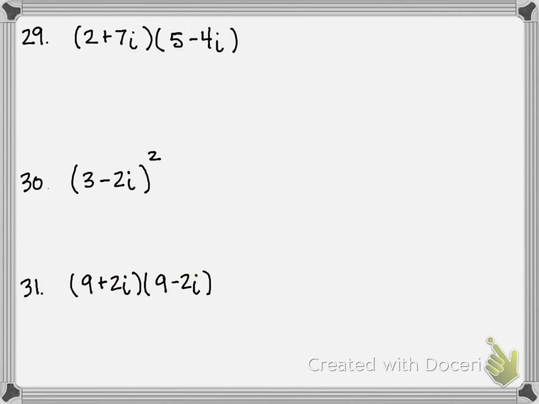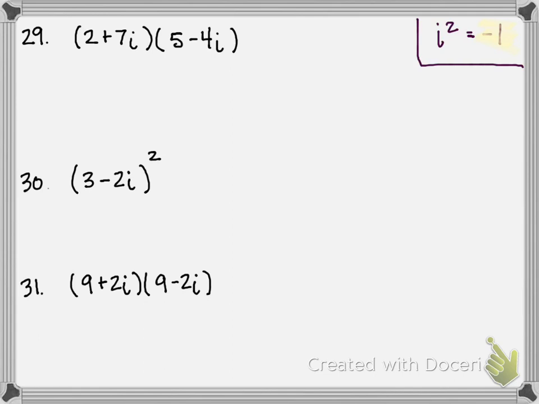Problems 29 through 31, we are still multiplying, but we no longer have radicals. We actually have complex numbers. A complex number has that i in it, the imaginary number. Something we need to keep in mind is that i squared equals negative 1. So we want to make sure we remember that as we're working through these problems, because if i squared pops up anywhere in our answer, we will need to replace it with this negative 1 right here. So we want to hang on to this.